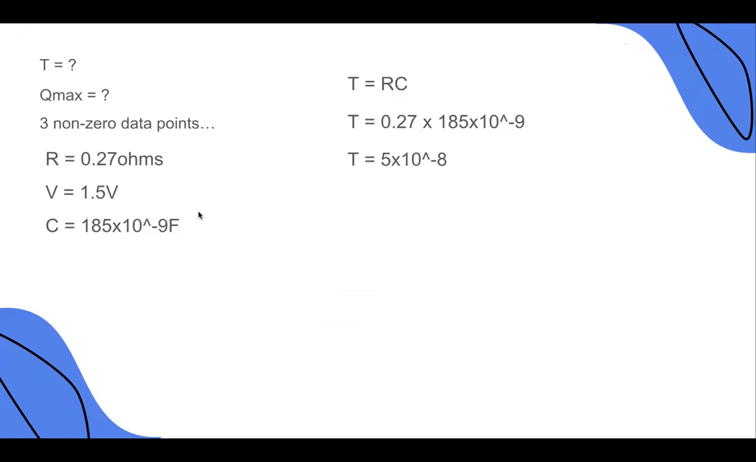Yep. Now, using what we know, the resistance and the capacitance, we can immediately find the time constant, right? So time constant T equals RC, plugging in the values, 0.27 times 185 times 10 to the negative 9. And the answer comes to this. Do you think it's right?